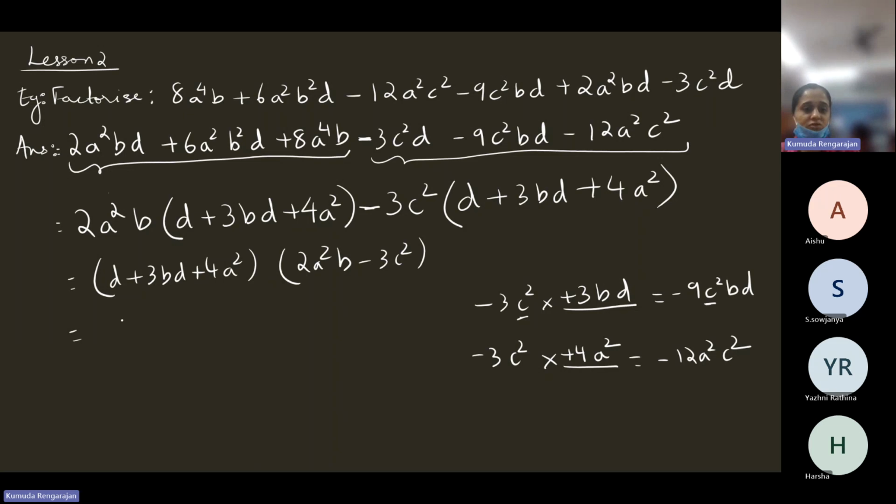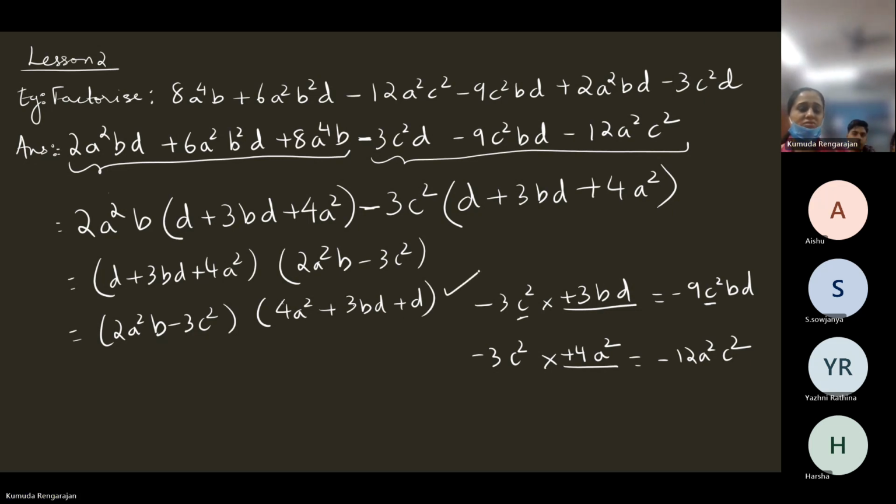This is optional. So you can write 2A square B minus 3C square. And then the second bracket, I'm just writing it in a different order, like the expression with 2 terms first and then 3 terms. Then this one you can write 4A square plus 3BD plus D. This is optional. Yeah. Please write down, children.